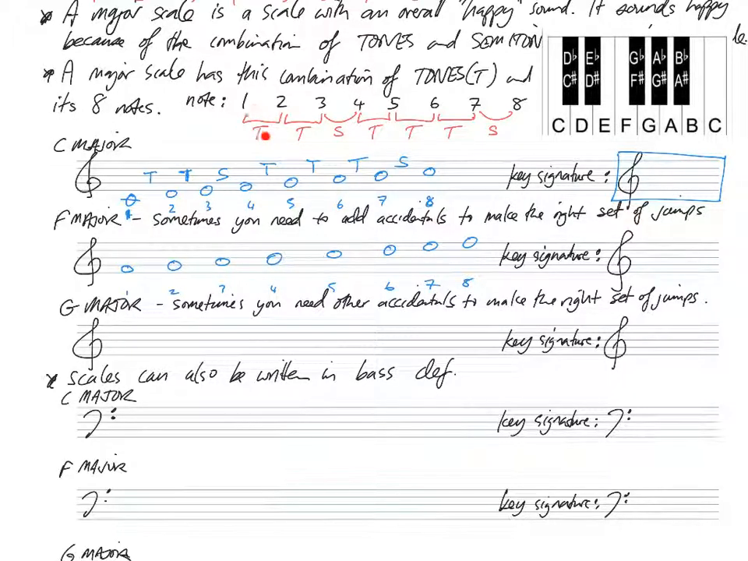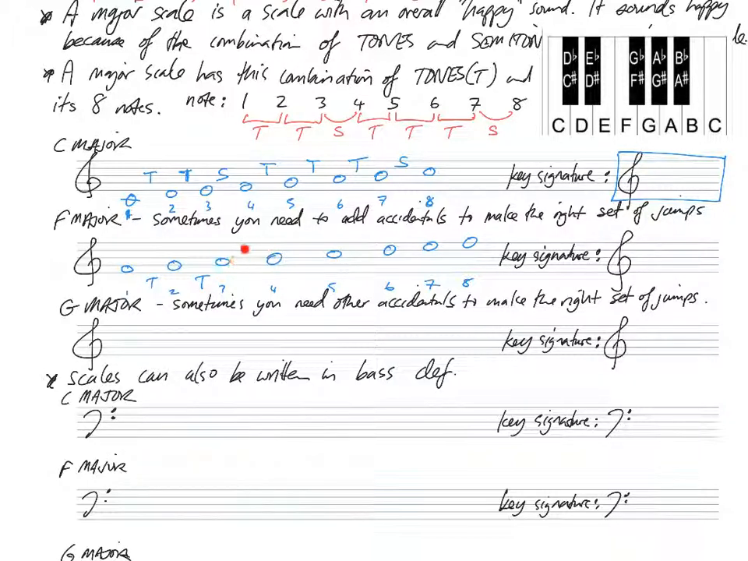I need a tone between 1 and 2. F to G. F to G is a tone, so that's right. That is fine. It's a tone like we wanted. G to an A. G to an A, if you look on the keyboard up there, jumps over G sharp, so that is also a tone, which is what we want.